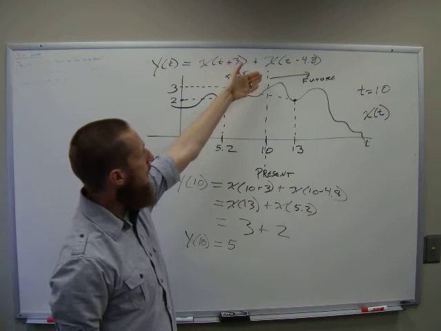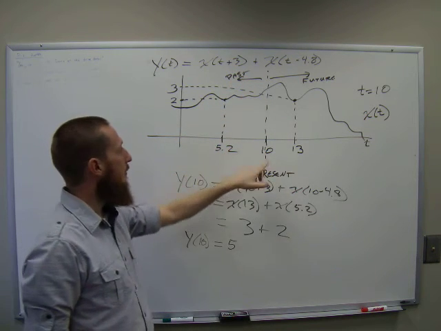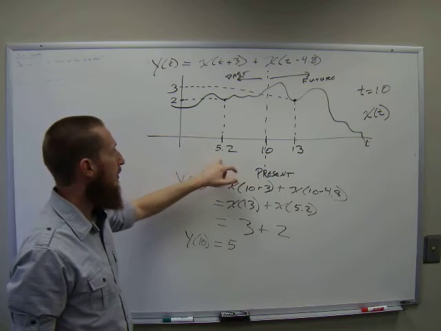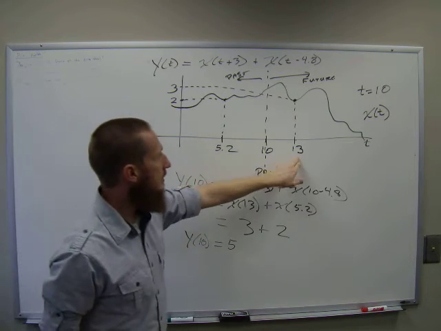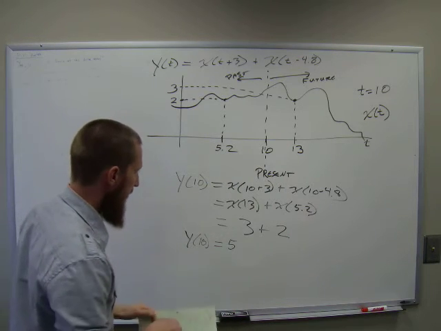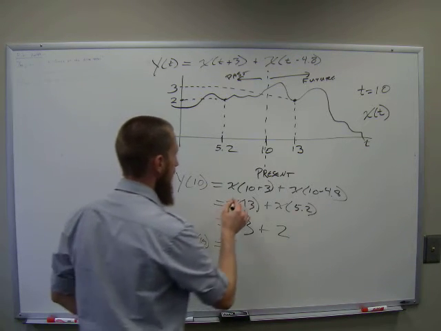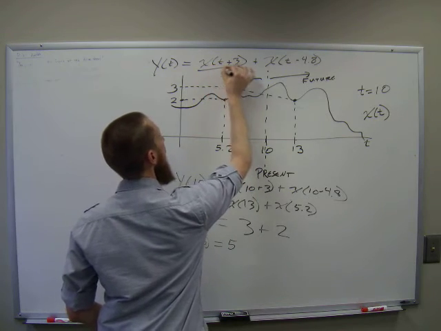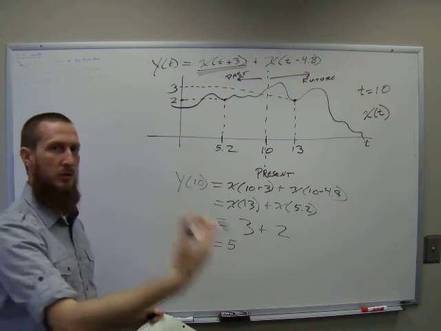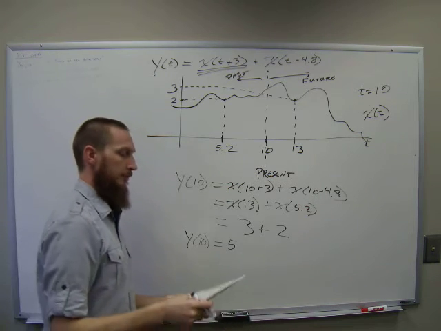However, when we look at where we're getting the values from, 10 is the current point in time. 5.2 is fine, it's in the past. 13 is in the future. So because of this term, the t plus 3 is not causal.